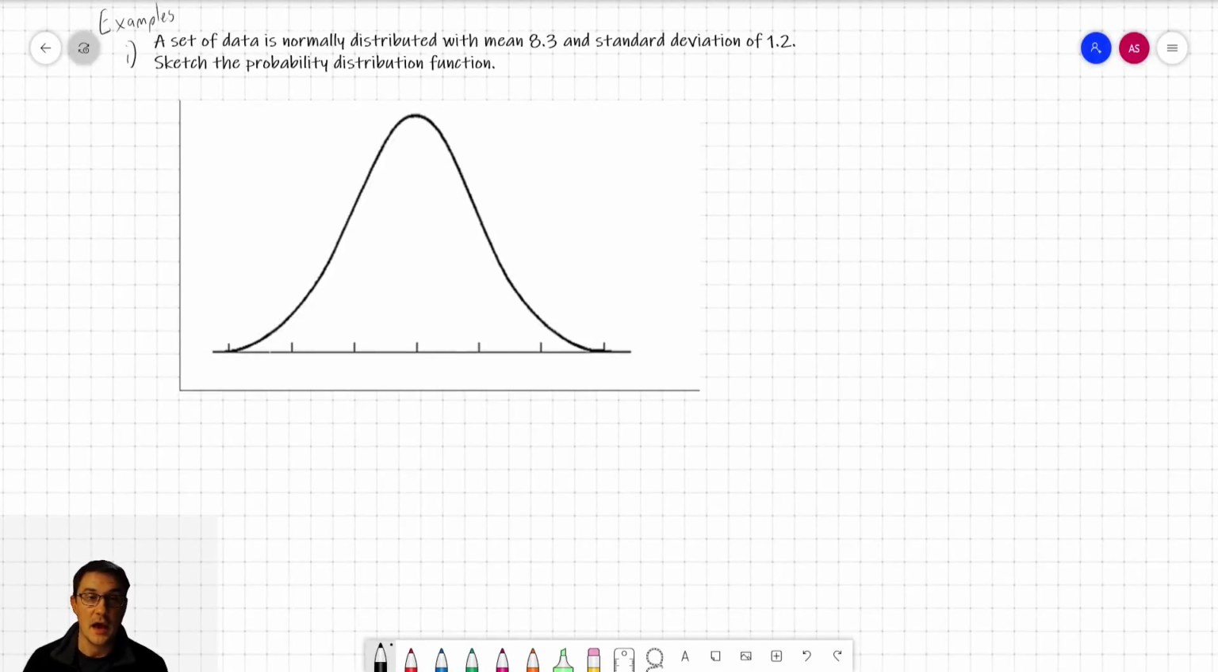Hey, amazing people. We've got some examples here to work through dealing with a normal distribution. This first one, we're told a set of data is normally distributed with mean 8.3 and standard deviation of 1.2. Sketch the probability distribution function.